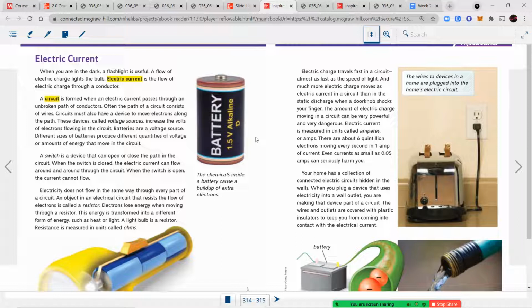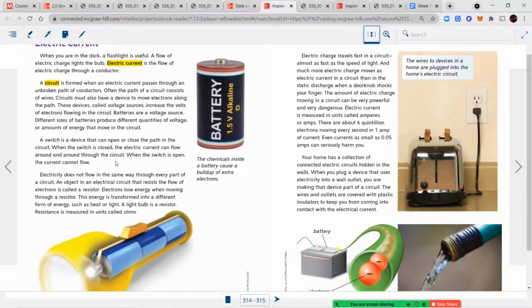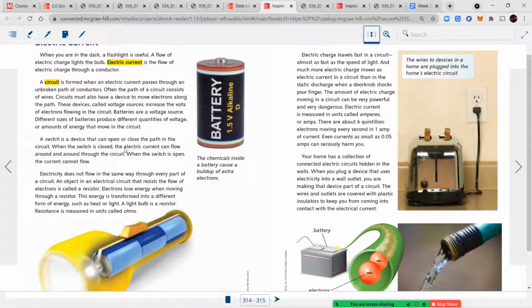Circuits must also have a device to move electrons along the path. These devices, called voltage sources, increase the volts of electrons flowing in the circuit. Batteries are a voltage source. Different sized batteries produce different quantities of voltage or amounts of energy that move through a circuit. A switch is a device that can open or close the path of a circuit. When the switch is closed, the electric current can flow around and around through the circuit. When the switch is open, the current cannot flow.